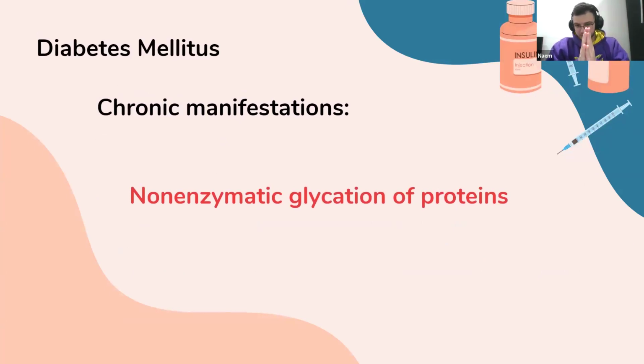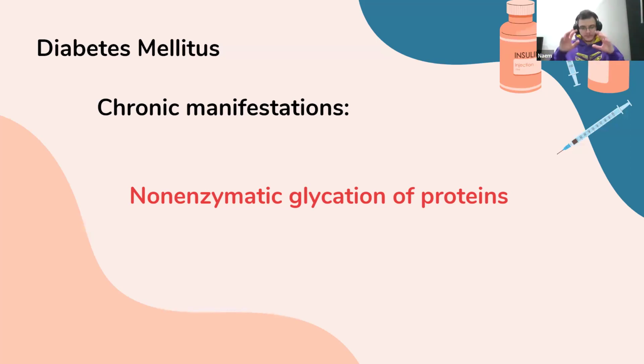So chronic manifestations, the first reason. What are chronic manifestations? Basically, it means the symptoms, or the manifestations, that you have when you have diabetes over a very long period of time. So we're talking about diabetes over 5, 6, 7 years, maybe even 2 years if not treated. A very long period of time where you have a very high level of glucose in the blood leads to these symptoms. The first one is non-enzymatic glycation of proteins.